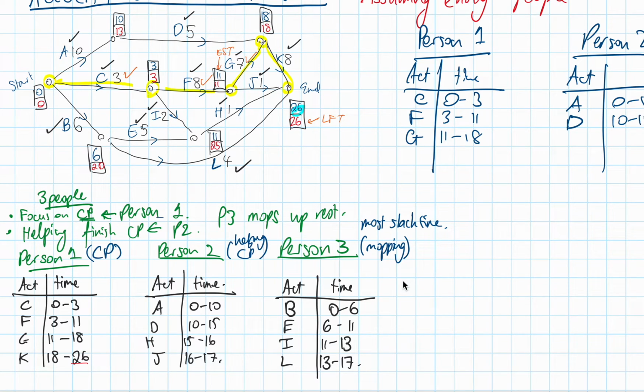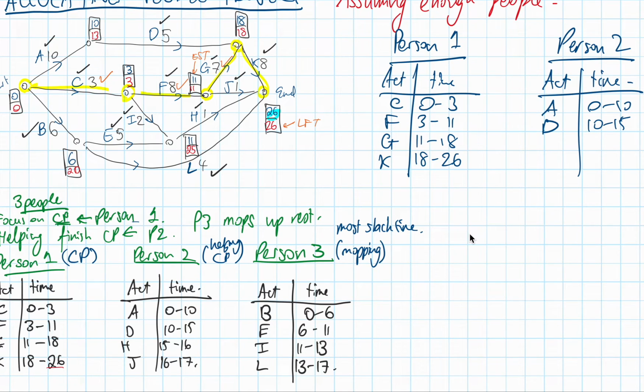Now we can see that person 1 can now finish off job K, 18 to 26, and then that's the critical path done, right? Now let's zoom across a little bit here so we can see that. Now person 2 has to mop up the rest, okay? So what jobs do we have left? Well, I'm going to tick off A and D, and I'm just going to circle the ones that we have left. Job J, H, L, E, I, and B.